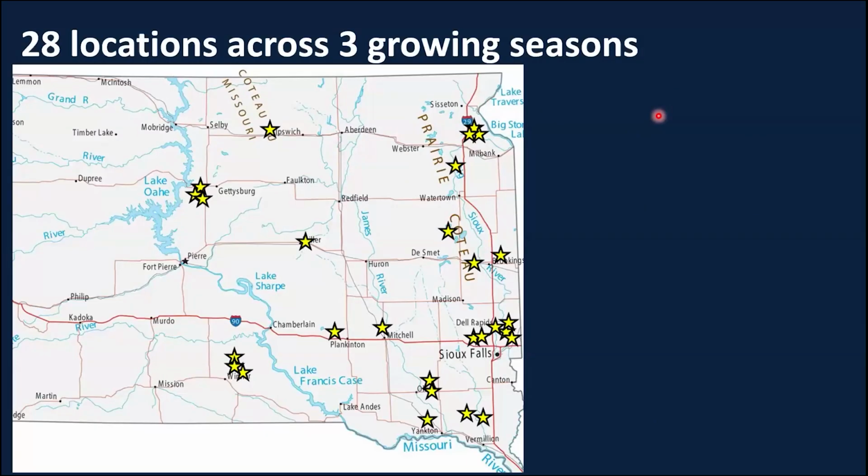So these are 28 locations across 3 growing seasons. We've actually added to this. The stars are the different sites that we're looking at, and we have some different growers that have helped us. We also are continuing these studies. So if you're interested in having a fertility trial on your field, please feel free to contact me. My email will be at the end of the presentation.